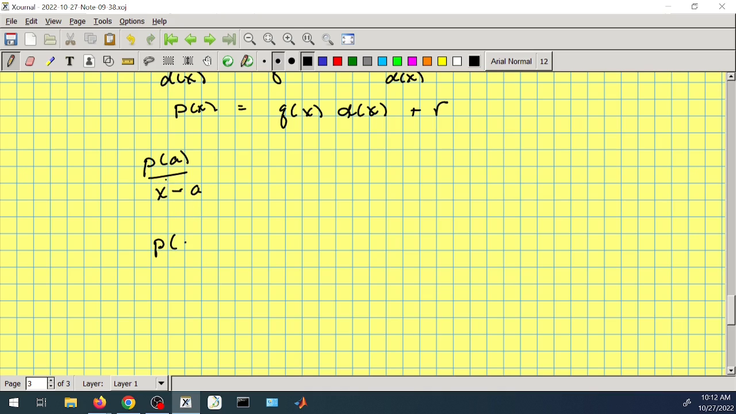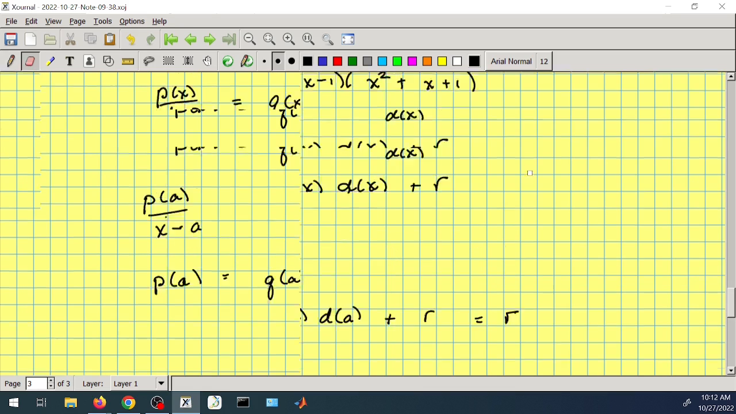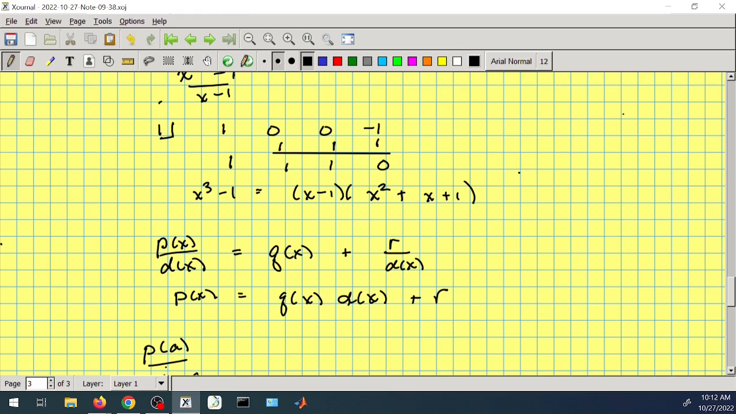And the polynomial at a is equal to the quotient at a times the divisor at a plus the remainder. But what is the divisor evaluated at a? If the divisor is x minus a, it's 0. So you get r, the remainder. So if I divide by a using this synthetic division, then the remainder I get will be the value of the polynomial.